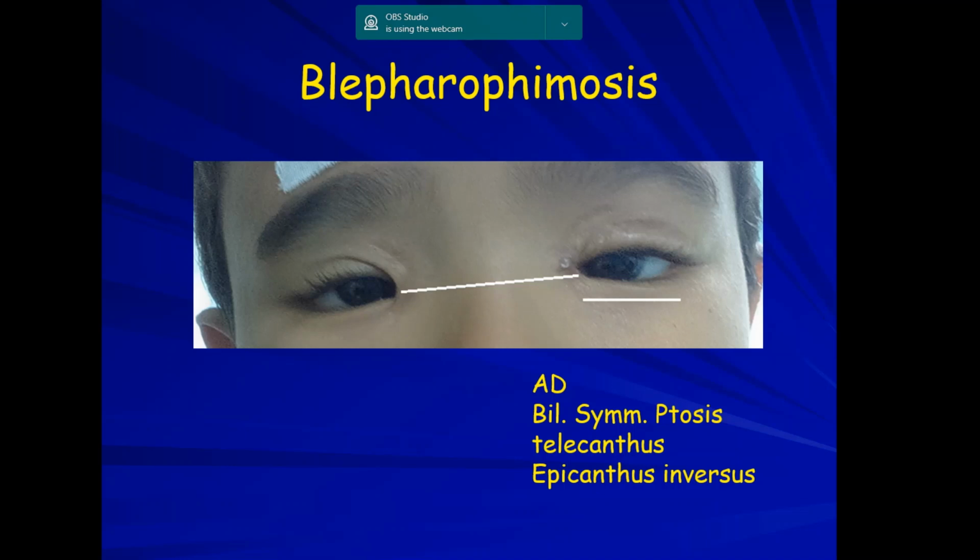Blepharophimosis is characterized by bilateral symmetrical ptosis. Also, it is one of the autosomal dominant diseases. So when you see a blepharophimosis, you should know that his father or one of his family members should have it. If you didn't find it in his brothers or sisters or father or mother, you should think again. It may be simple congenital ptosis only.